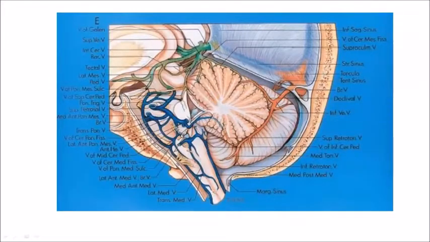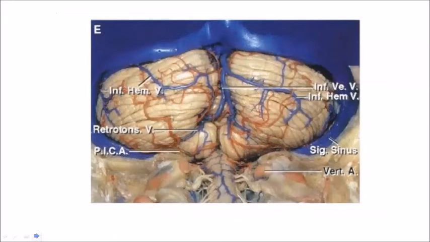This is a mid-sagittal section in which we can see the inferior vermian vein going towards the torcula, and we can also see the medial tonsillar vein and inferior tonsillar vein going towards the inferior vermian vein. In this dissection of the suboccipital surface, we can observe the inferior hemispheric veins draining into the inferior vermian vein, and the same is on the right side.